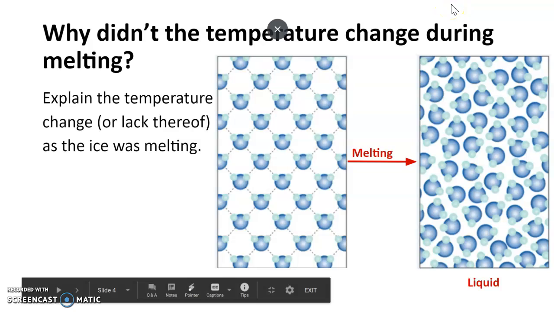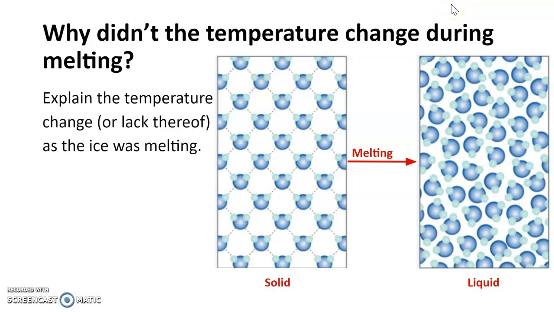So we want to think about those flat regions of that graph. Normally, when we heat something, it makes sense that it would increase in temperature the whole time, but that's not what we observed here. So we want to explain the temperature change, or rather the lack thereof, as the ice was melting. I've given you two pictures to look at to maybe spur some of your thinking around this. Please write a prediction in your notebook, and then we'll carry on.